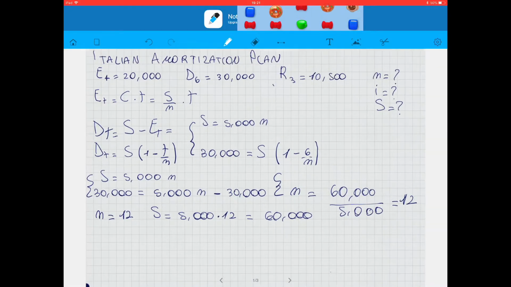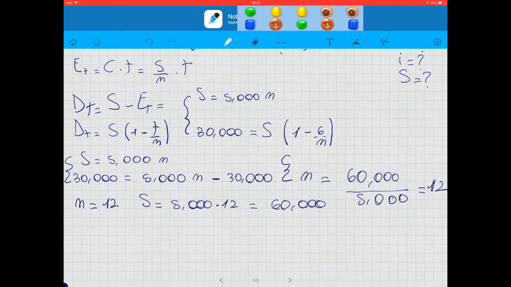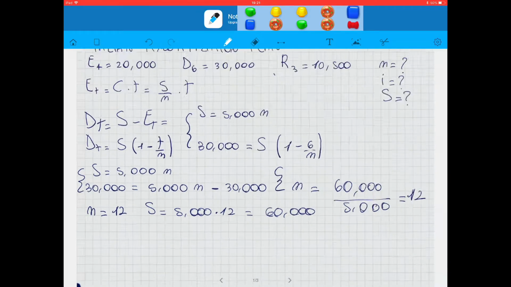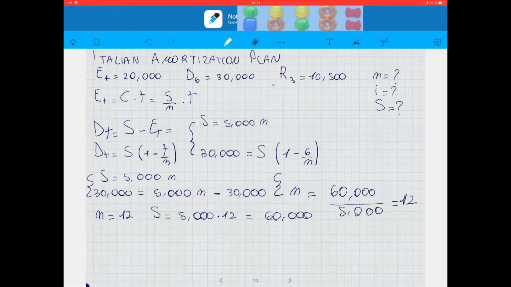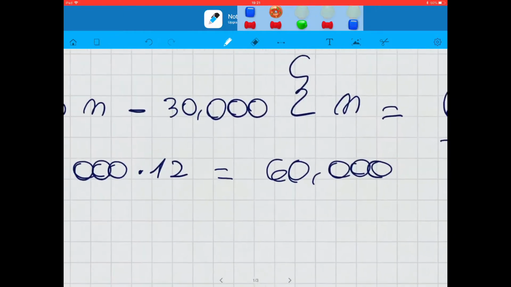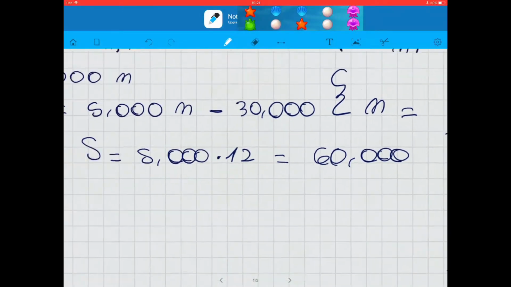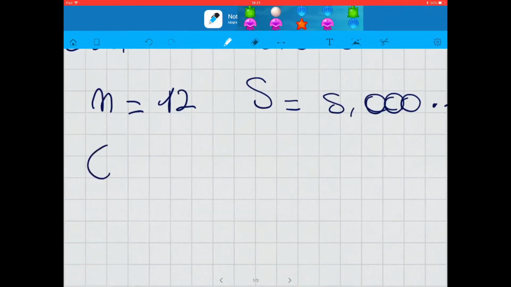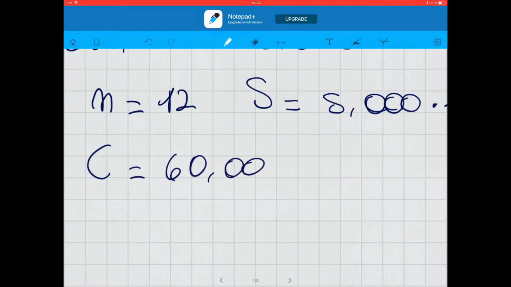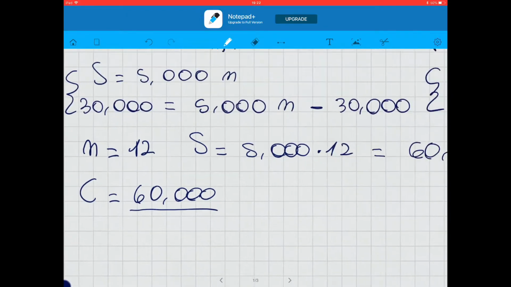And now the interest I. We know that S is equal to 60,000. So let me check if it's right. Yeah, it's right. So we know that C is equal to 60,000 divided by 12, so it's equal to 5,000.